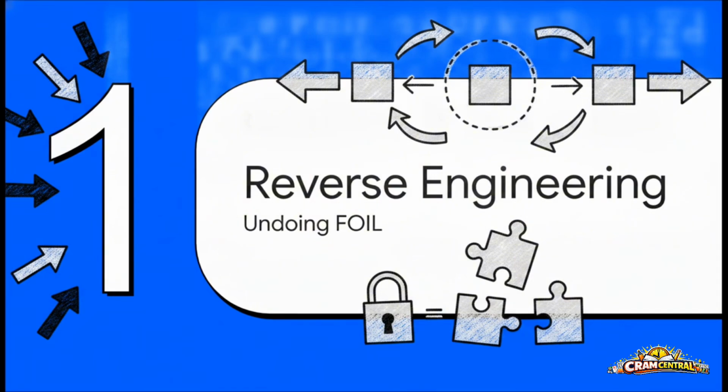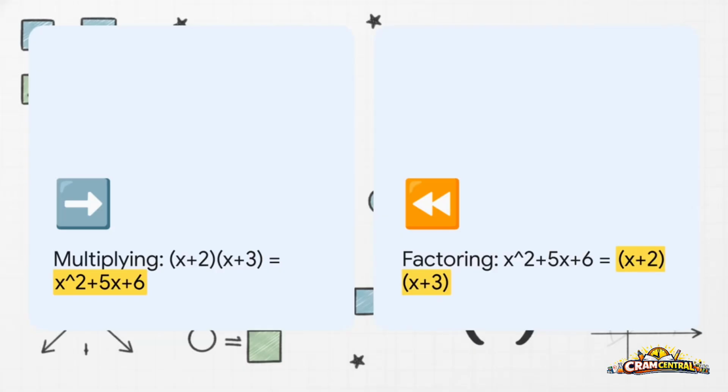Section 1. The reverse engineering puzzle. Undoing FOIL multiplication. Okay, looking at this perfectly illustrates the difference. Over on the left, you've got your classic FOIL multiplication in action, right? You're multiplying the first, outer, inner, and last terms of x plus 2 and x plus 3 to build that shiny new quadratic, x squared plus 5x plus 6.